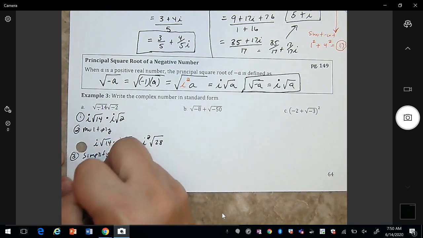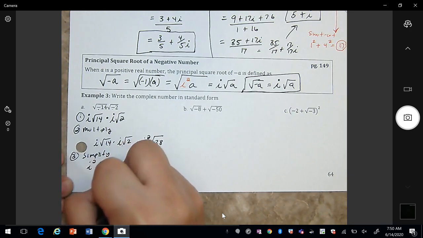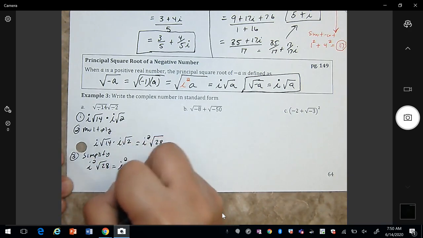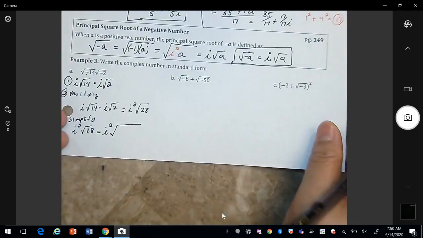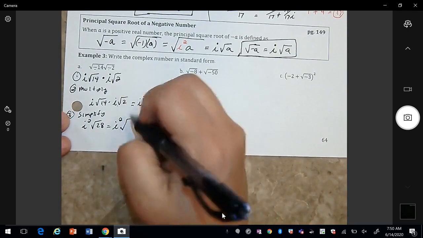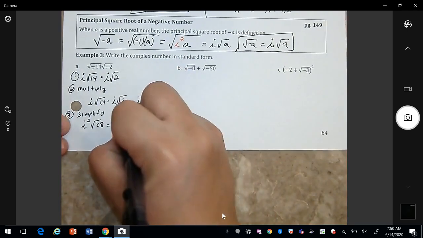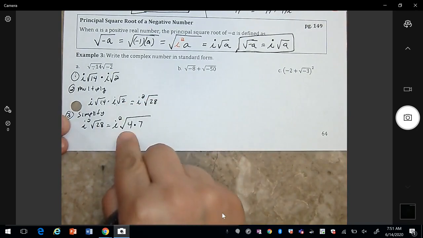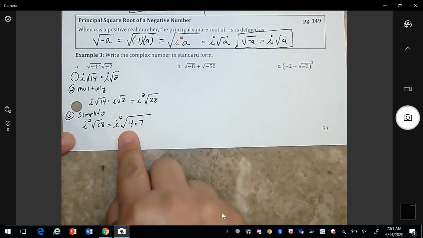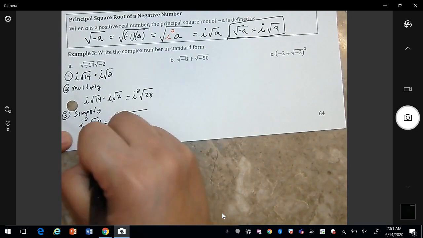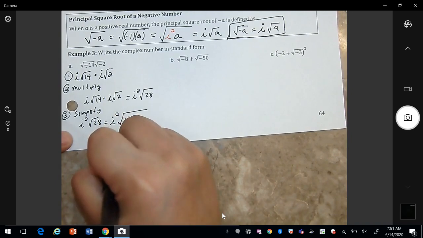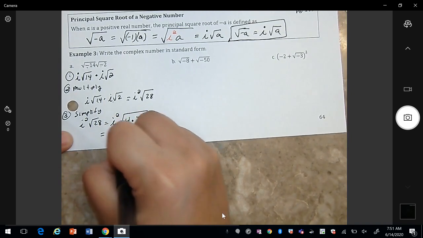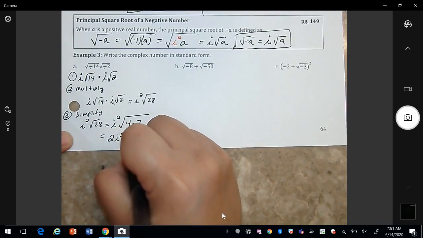So I have i squared, square root of 28. And you want to find a perfect square for this 28. So for example, a perfect square would be 4 times 7. 4 is perfect. We can take the square root of 4. And so this would give me the square root of 4 is 2, i squared, and 7 stays inside the square root.